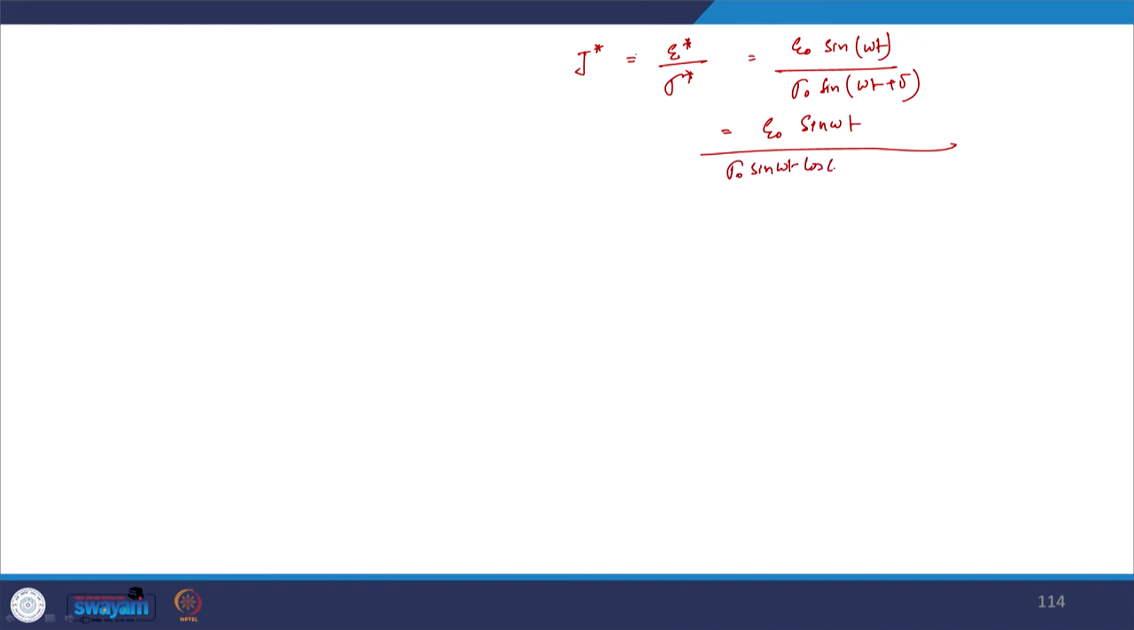Let us say I want to find J star. So J star is actually equal to epsilon star by sigma star. Since we have been discussing controlled strain testing, let us say I am giving epsilon naught sine omega t. So this is divided by sigma naught sine omega t plus delta. If I just open it, I get epsilon naught sine omega t divided by sigma naught sine omega t cos delta plus sigma naught cos omega t sine delta. I am just taking this in the denominator. So I get 1 divided by sigma naught by epsilon naught cos delta plus sigma naught by epsilon naught cos omega t divided by sine omega t into sine delta.